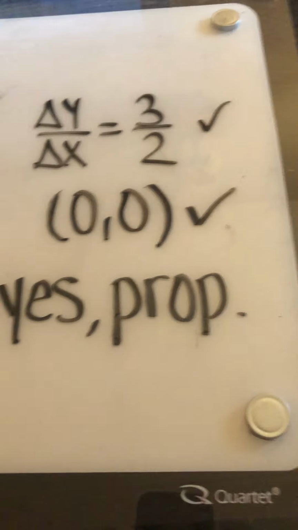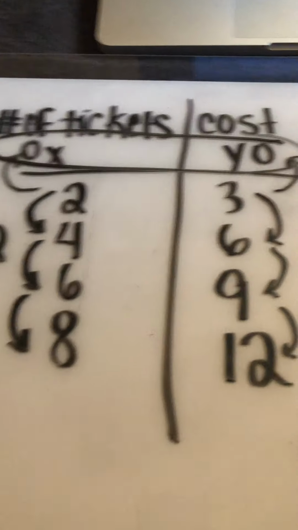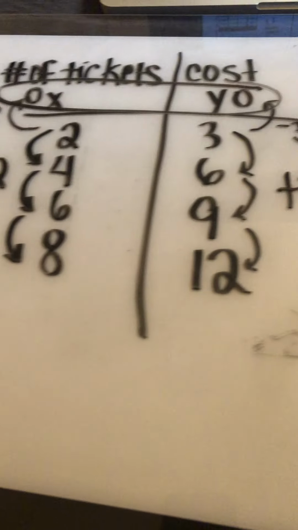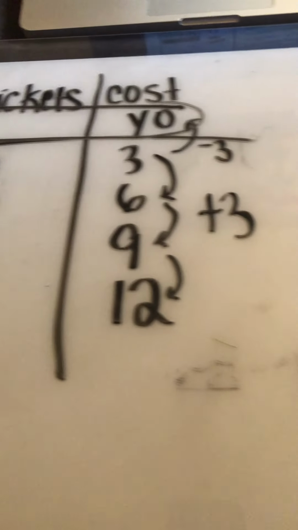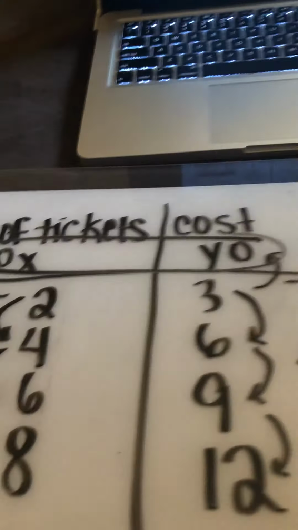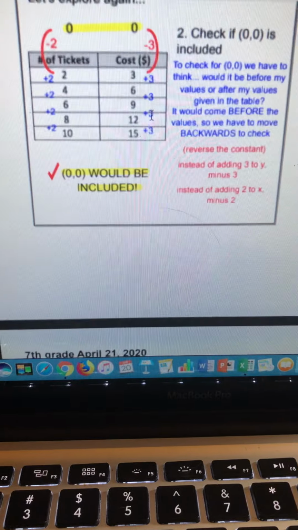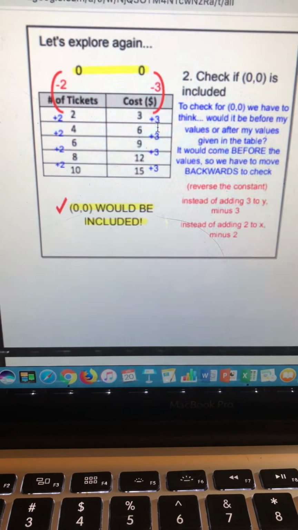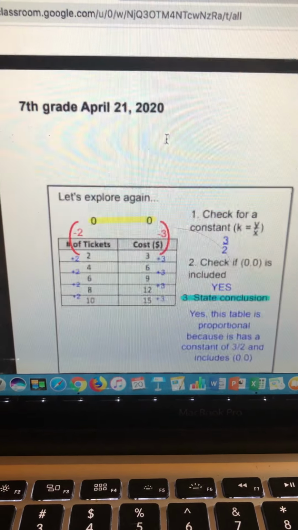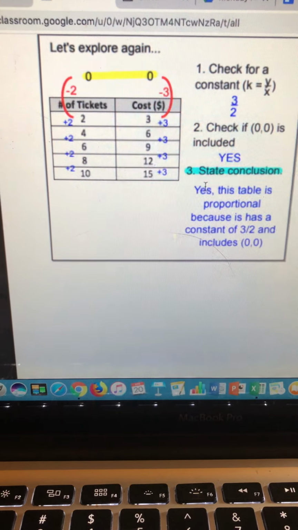Okay, so those are the two things you want to look for. It's just going to be a little extra work because, like I said, sometimes you might need to move backwards in your table to check. Okay, so I'm going to erase that so I have room for the next example to show you. I'll show you on your lesson exactly what I just modeled for you. Okay, showing the movement backwards and then stating your conclusion.